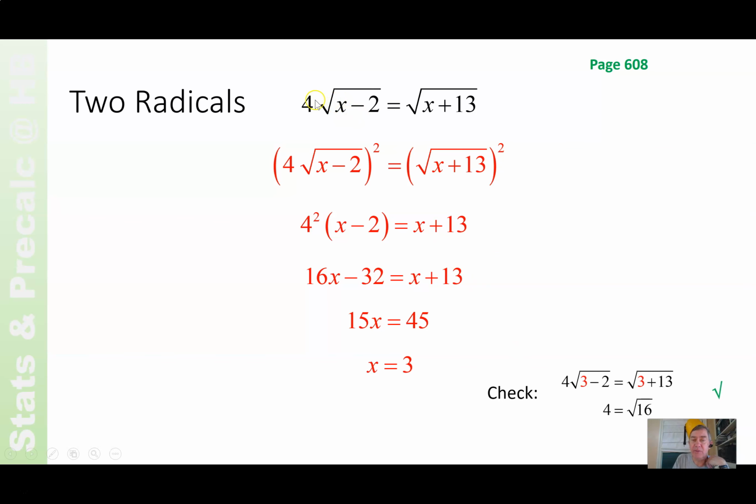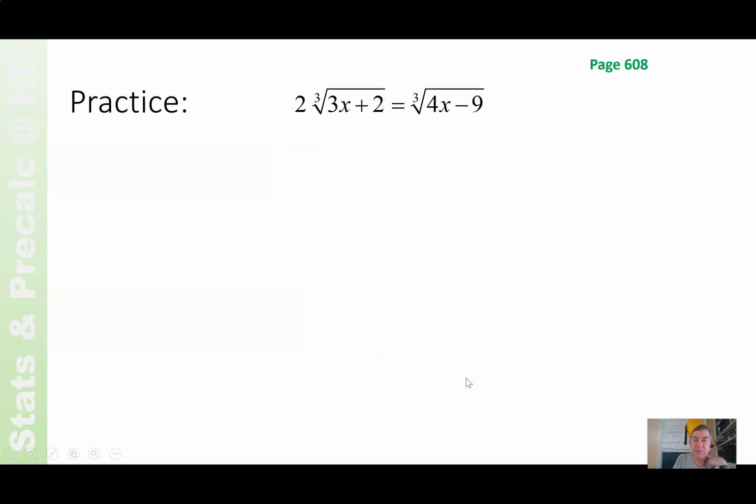Plug in 3, and I've got 4 times the square root of 1. Plug in 3, and I've got the square root of 16. 4 times 1 is indeed the square root of 16. Life is good. Practice with this one. See how it goes. Pause until you've got a good answer.